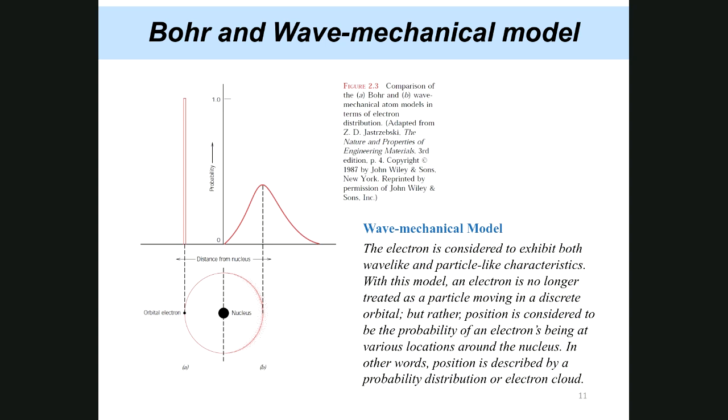Okay, so what I'm trying to say here is that everything is probability. So let's say you have an atom and you have two energy levels, and let's say you have three electrons.